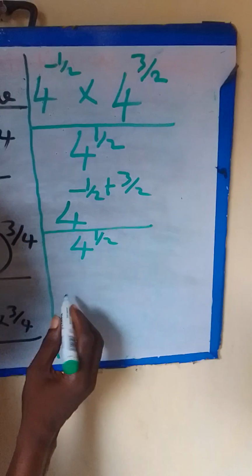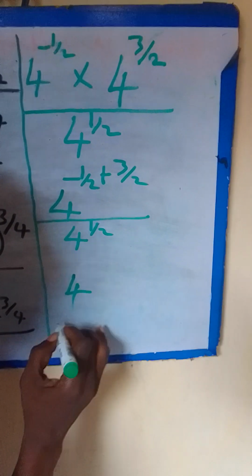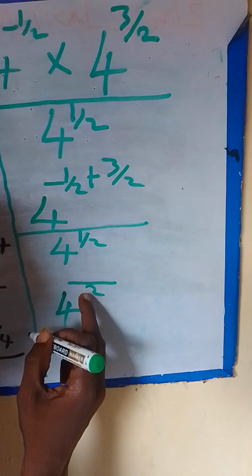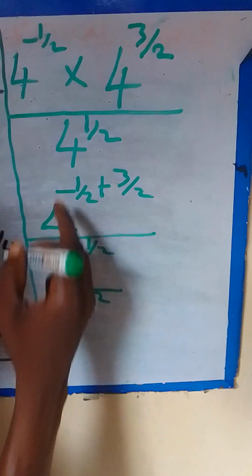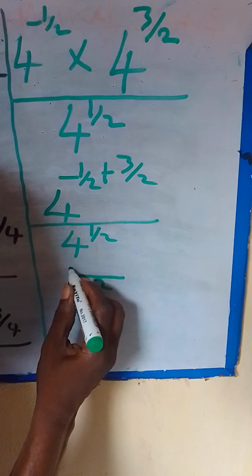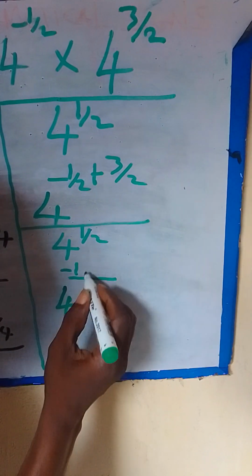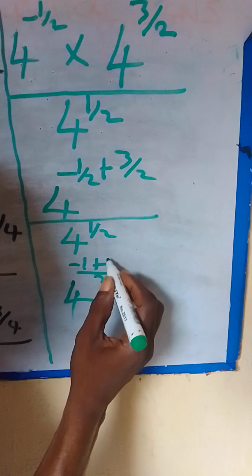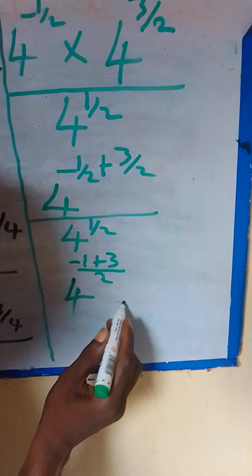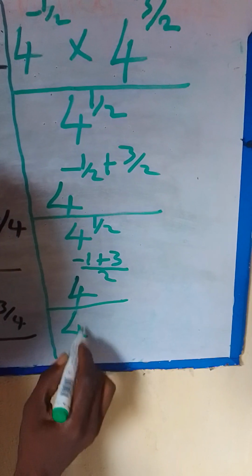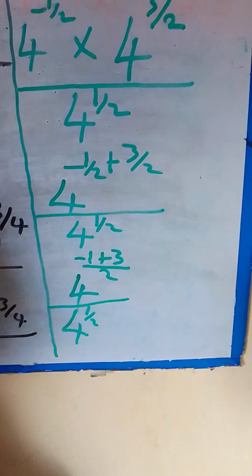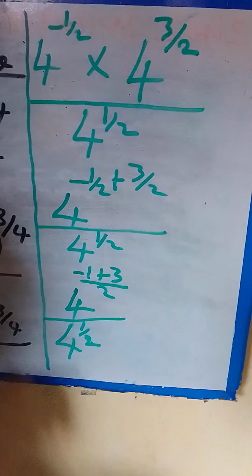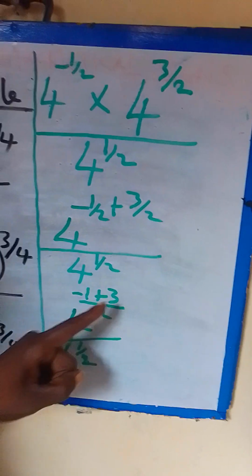So we are going to say 4 raised to power, 2 into 2 is 1, 1 times minus 1 is minus 1, plus 2 into 2 is 1, 1 times 3 is 3. Then we have this. So minus 1 plus 3.